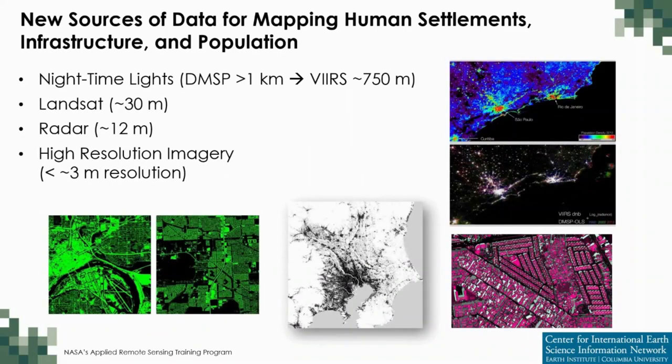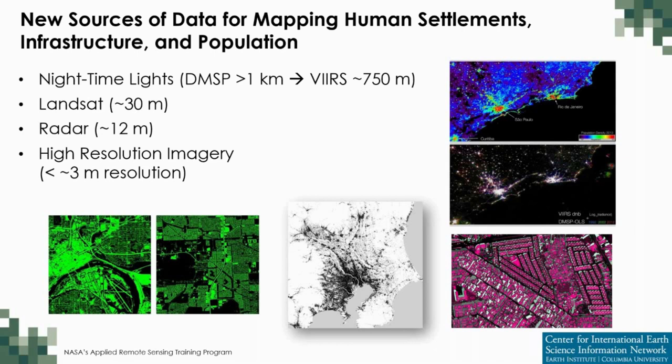In parallel with improving mapping a population with GPW, just using better census and boundary data, many groups began thinking about how to model population. And I think this has been discussed more extensively in the previous training session.